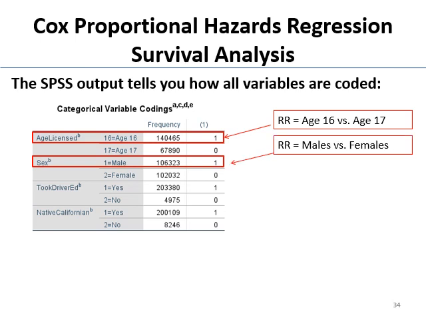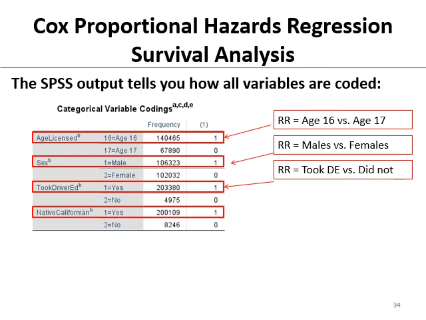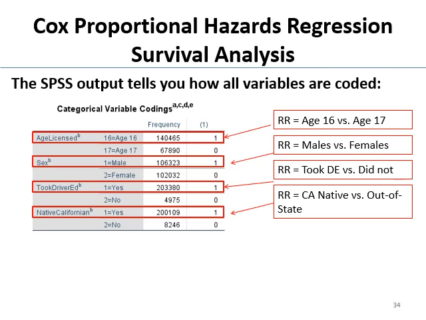For sex, the rate ratio represents males versus females. For took driver's ed, the rate ratio represents those who took driver's ed versus those who did not. And then for being a native Californian, the rate ratio represents being a California native versus an out-of-state person.